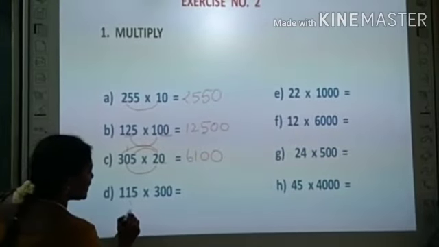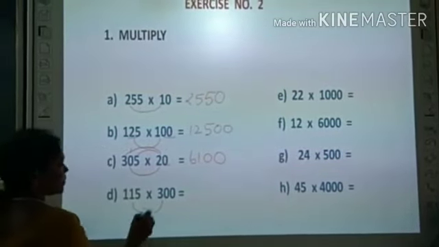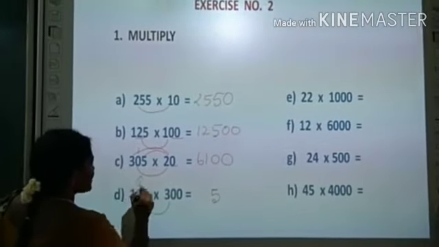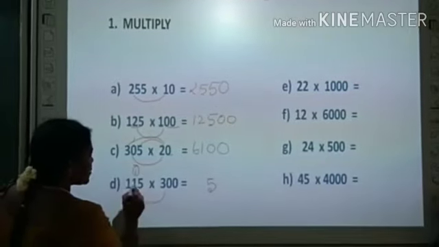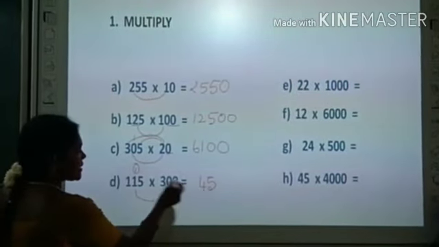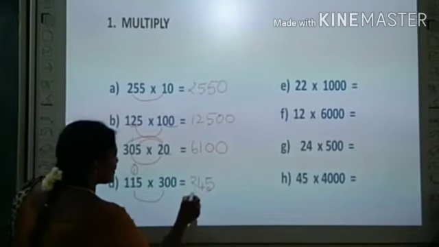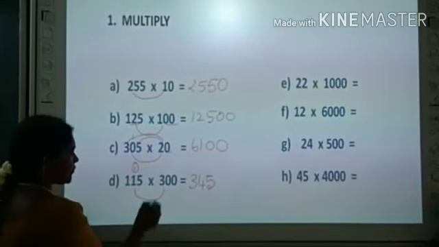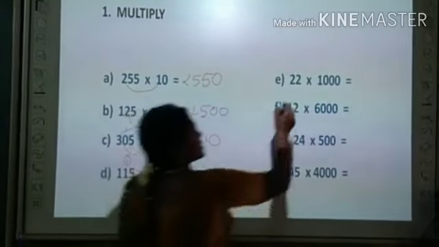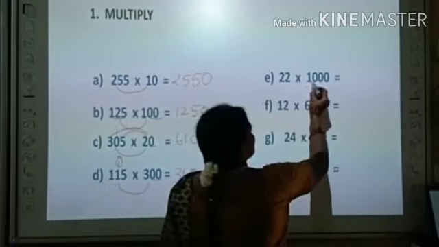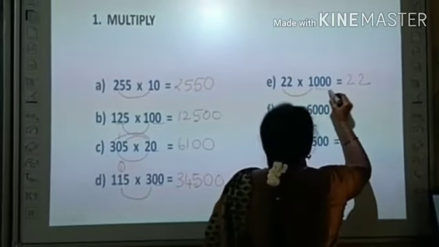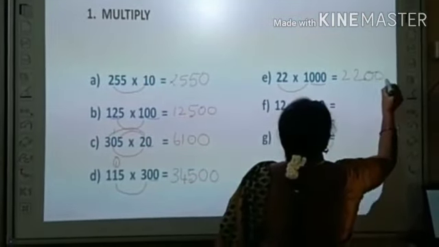Then 115 into 3. Okay, 3 5s are 15. 5 comes under the ones column. 1 is carried over to the tens column. Then 3 ones are 3 plus 1 is 4. 4 comes under the tens column. Then 3 ones are 3. So 345. Then you put 2 zeros to the right side. Okay. Then come to the next sum. So 22 ones are 22. Then you put 3 zeros to the right side.